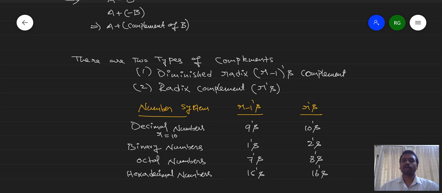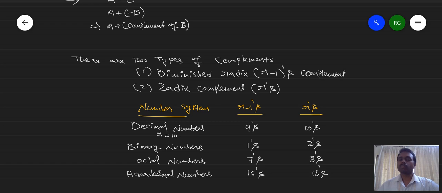So for the decimal number system, it is known as 9's complement and 10's complement. For the binary number system, it is known as 1's complement and 2's complement. For the octal number system, it is known as 7's complement and 8's complement, and for the hexadecimal number system it is known as 15's complement and 16's complement.